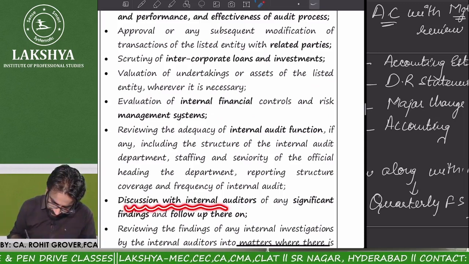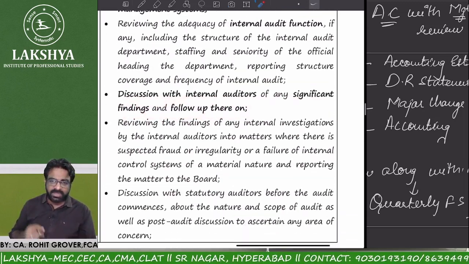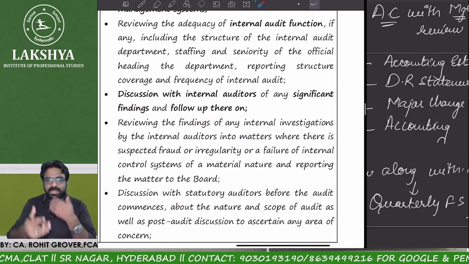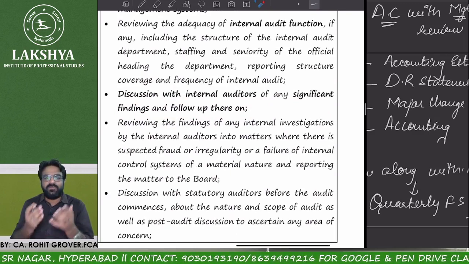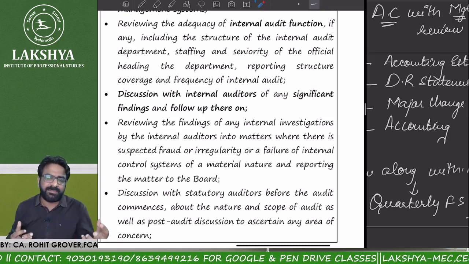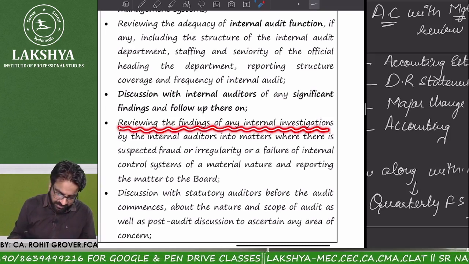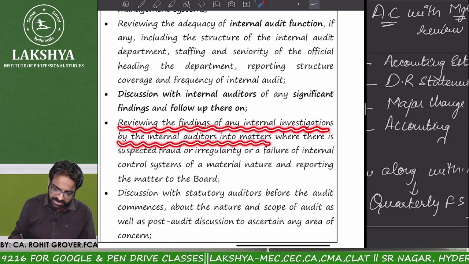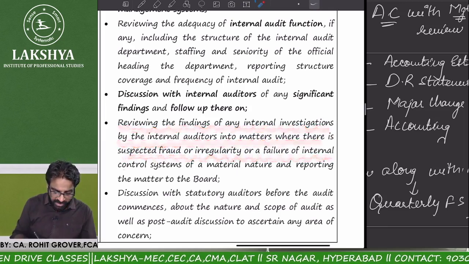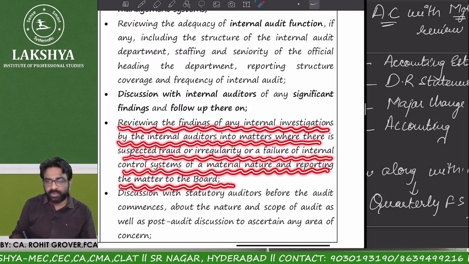Discussion with internal auditors of any significant findings and follow-up thereon. They will call the internal auditors, please come to me. What are these problems? And they will keep on discussing with them. Okay, what are these findings? And they will keep on doing the follow-up. Have these findings been rectified by the management or not? Reviewing the findings of any internal investigations by the internal auditors into matters where there is suspected fraud or irregularity or failure of internal control systems of a material nature, and reporting the matter to the board.